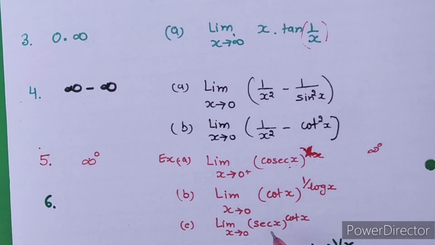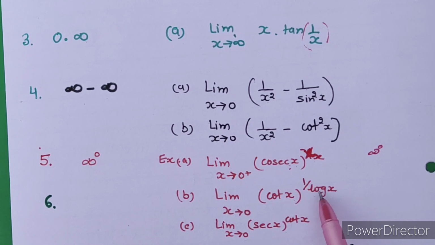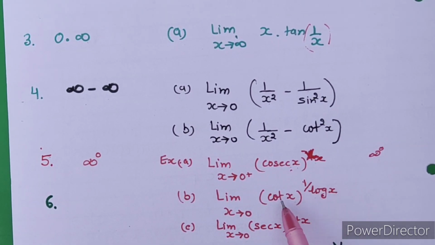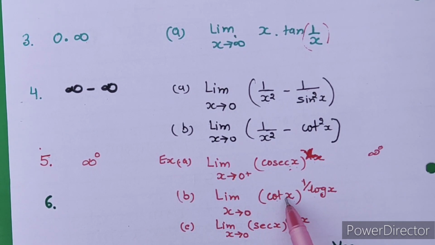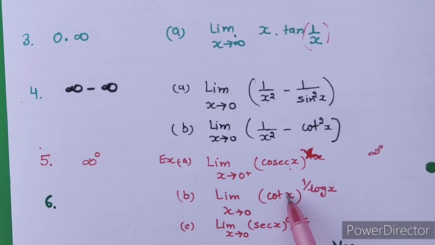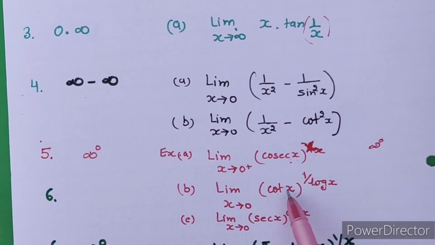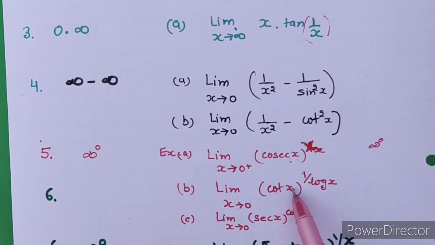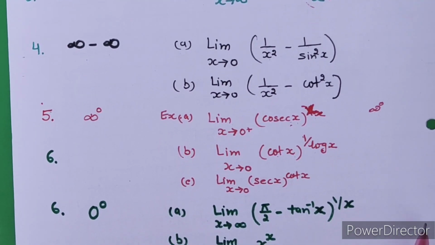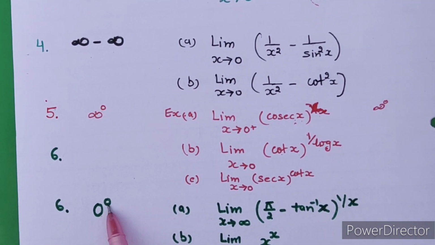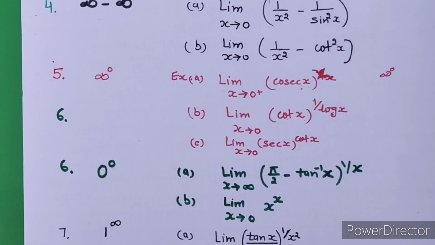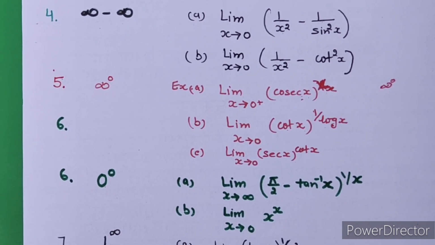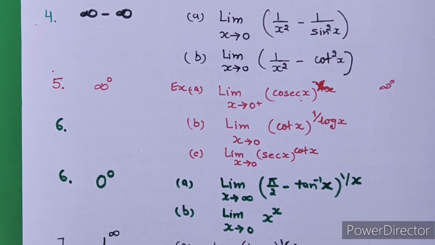Okay? Then cot of x and 1 by log x. Log 0 is undefined, so 1 by infinity is 0. Cot x is cos x by sin x. So cos 0 is 1, and 1 by 0 is infinity, and this is 0. Similarly there is a 0 power 0 form and 1 power infinity form. So these are the various forms known as indeterminate forms.